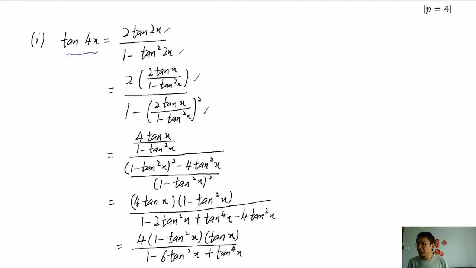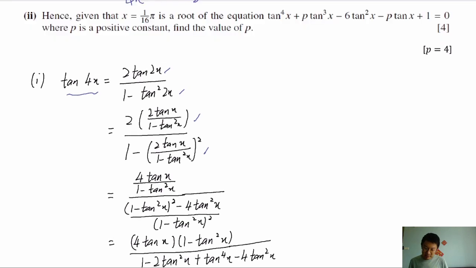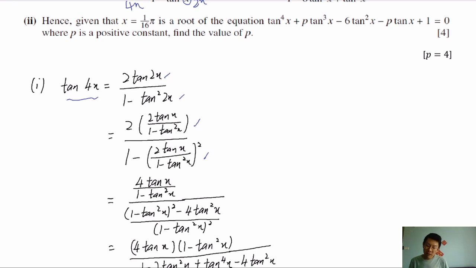Okay, so that would be the first part. As for the second part, what we have in the question is, they say, given that x equals 1 over 6 pi is a root of the equation tangent power 4x and so on, where p is a positive constant, find the value of p.